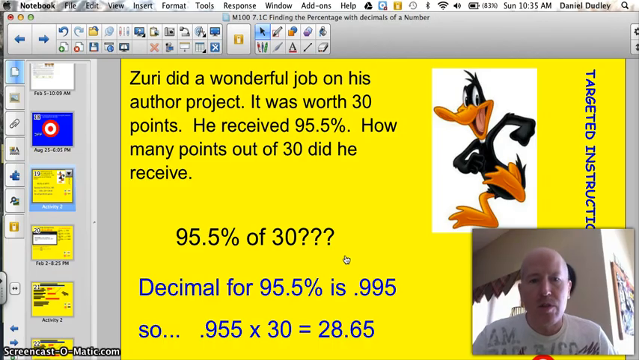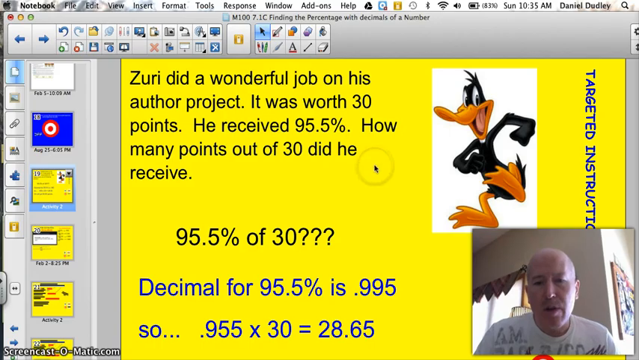Zuri did a wonderful job in his author project. It was worth 30 points. He received 95.5%. How many points out of 30 did he receive? So there's our percent with the decimal that I was talking about.